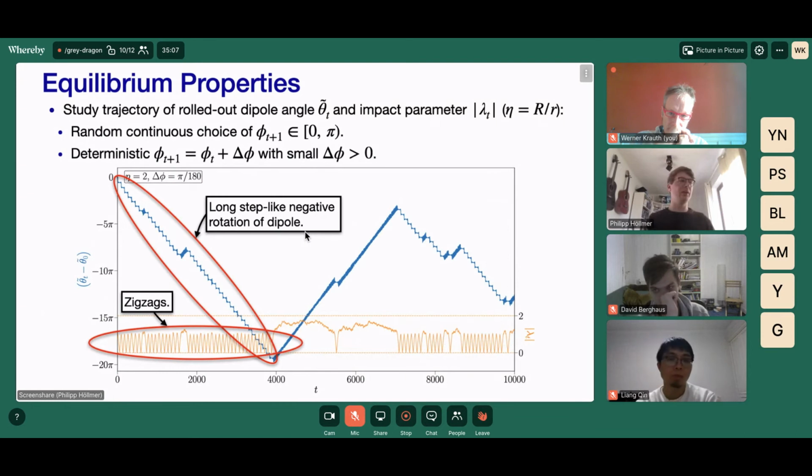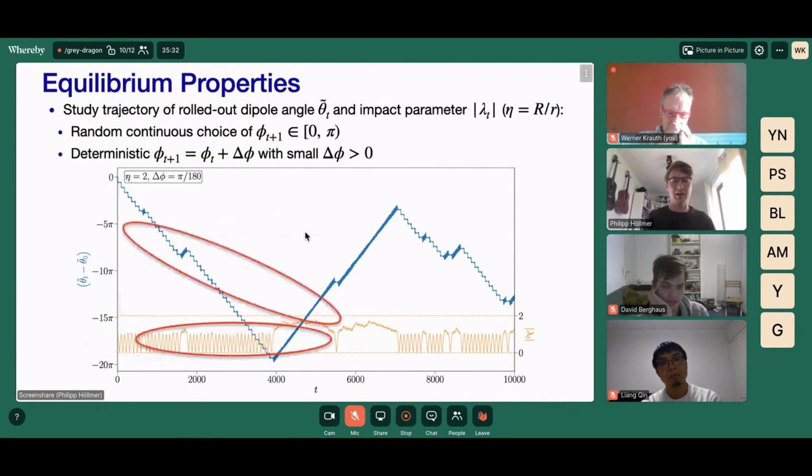We can see that this persistent negative rotation of the dipole is coupled to a very interesting trajectory in the impact parameter as well, because you can see here that as long as the dipole rotates in a negative sense, the impact parameter performs these zigzags, and in these zigzags the absolute value of our impact parameter is always smaller than 1.